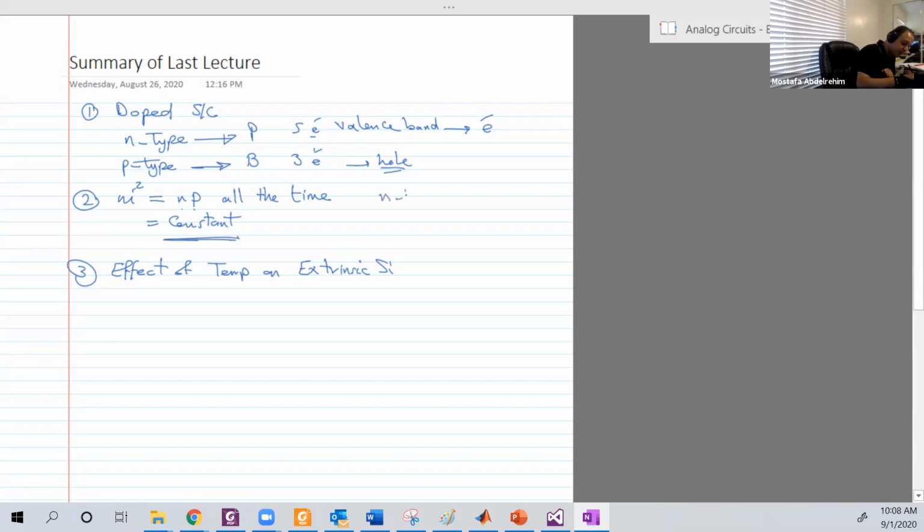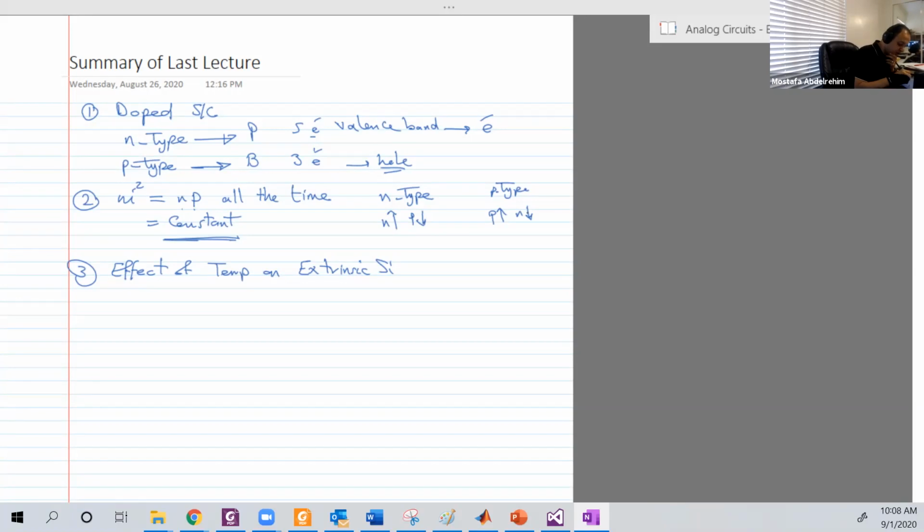For N-type, n will increase and p will decrease, so that the multiplication will still hold in Ni squared. And for P-type, we have something similar, but the opposite way. So p will increase and n will decrease, so that again the multiplication will be constant.